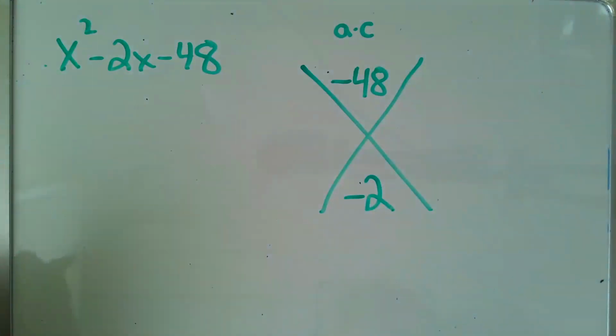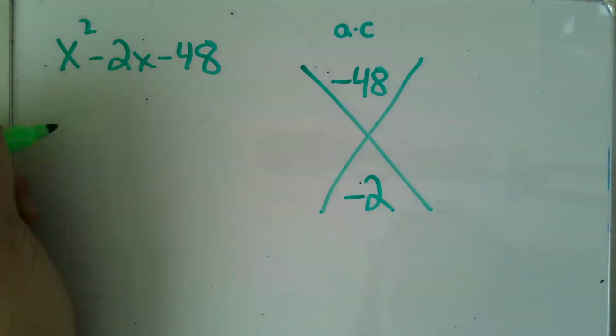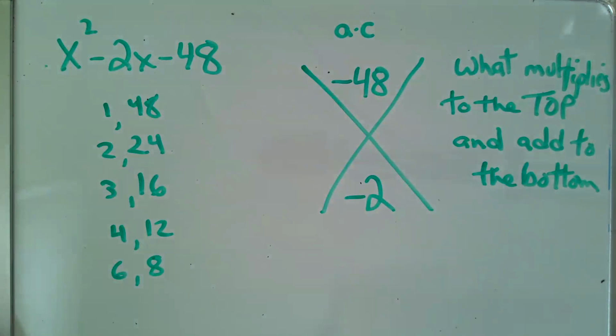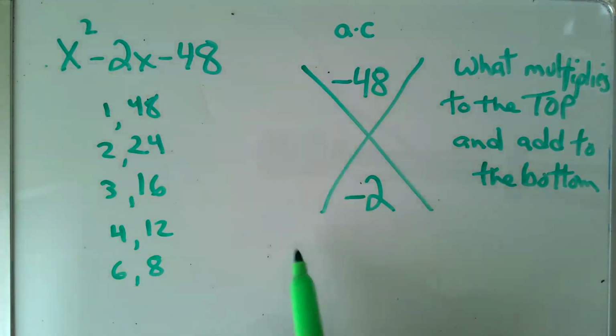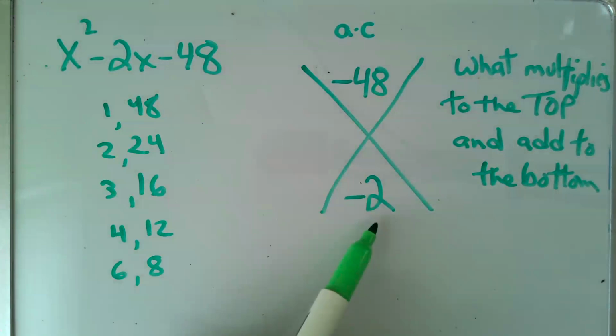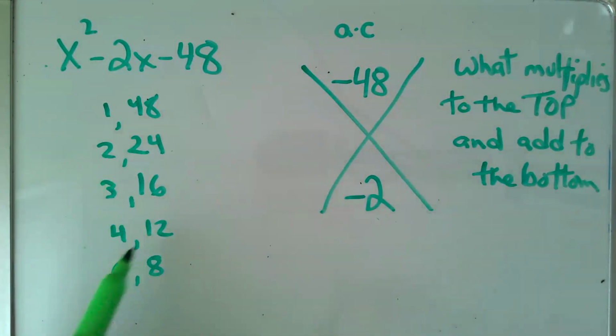And the question I'm always asking with the X method is, what multiplies to the top and adds to the bottom? So to figure that out, I'm going to make a quick factor list of what multiplies to the top. There's my factor list. Now, I'm not going to worry about the negative yet, but I know that one of these has to be negative. 1 and 48, no way that's making a 2. 2 and 24, not making a 2. 3 and 16, 4 and 12, 6 and 8 are 2 apart.